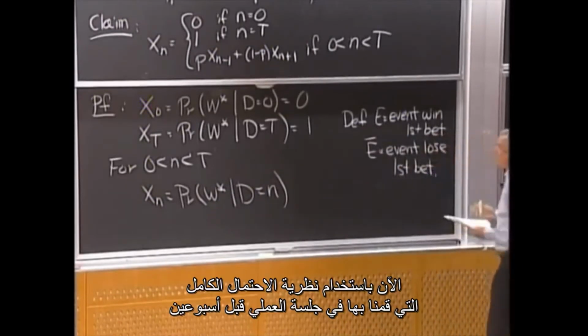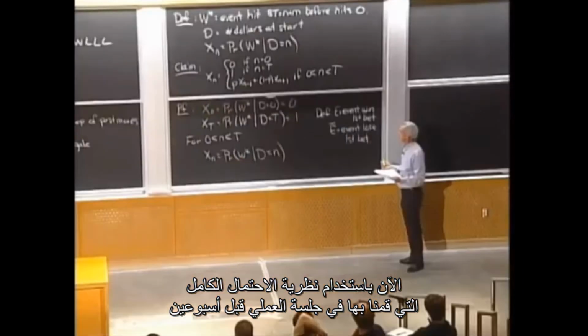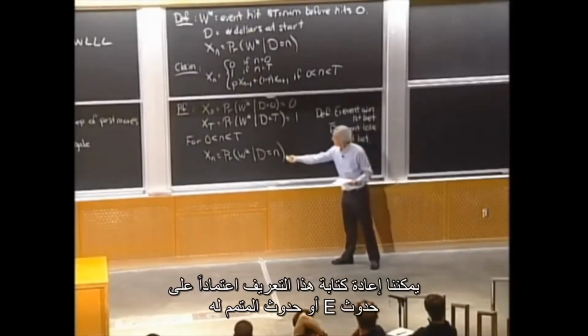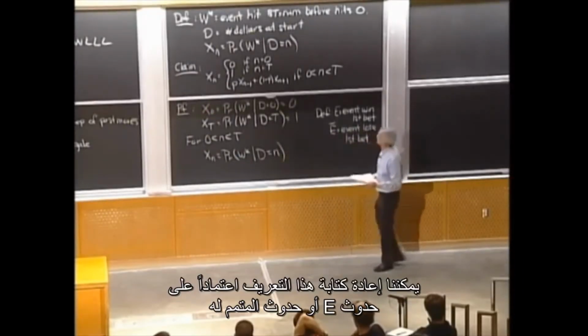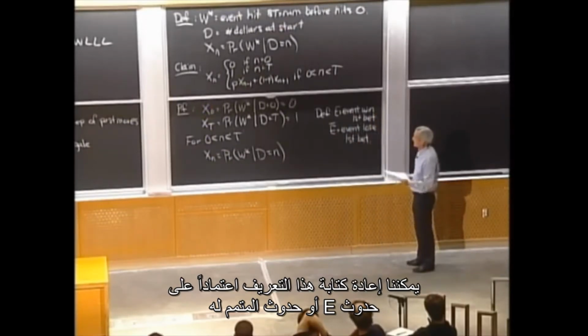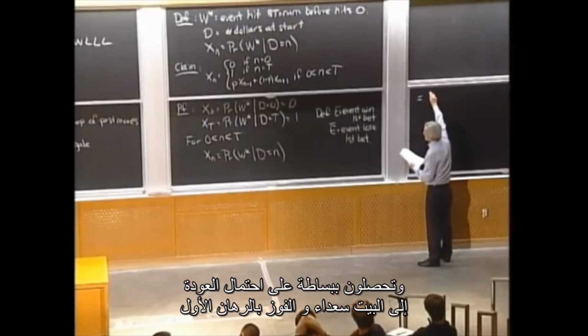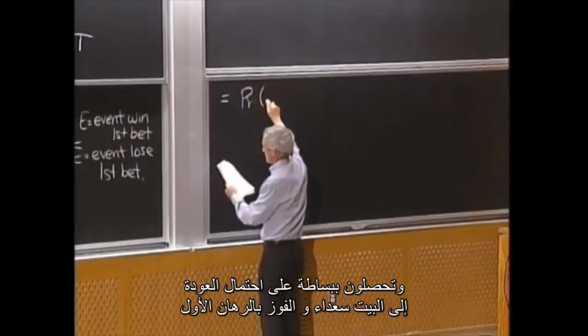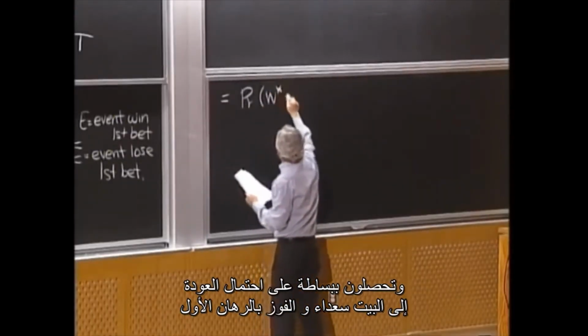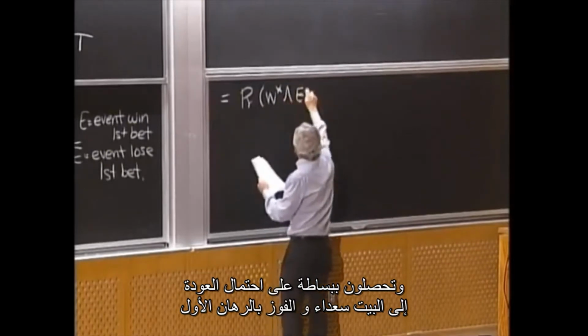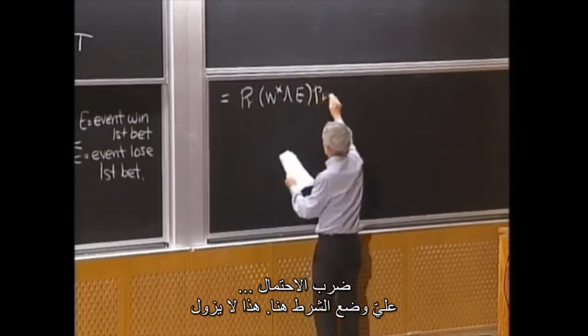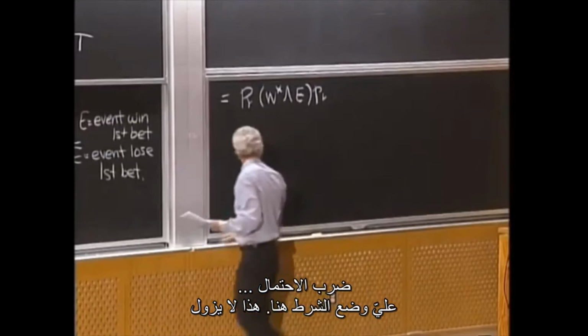All right, now by the theorem of total probability, which we did in recitation maybe a couple weeks ago, we can rewrite this depending on whether E happened or the complement of E happened. And you get that the probability is simply the probability of going home happy and winning the first bet times the probability. Whoops, and I got to put the conditioning in. That doesn't go away.